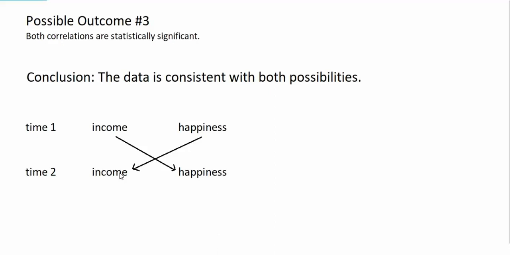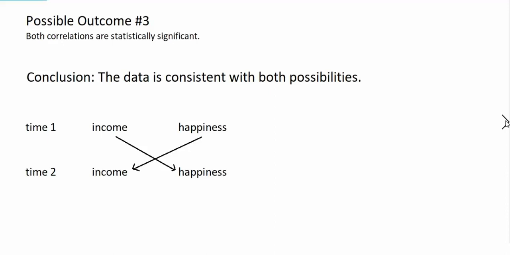In other words, the data is consistent with what's called bidirectional causation, going in both directions. And this could very well be the truth, because it might be that having a high income leads to happiness, and that having happiness motivates a person to go out and earn an even higher income later on. So it might be kind of like a cycle that repeats itself.